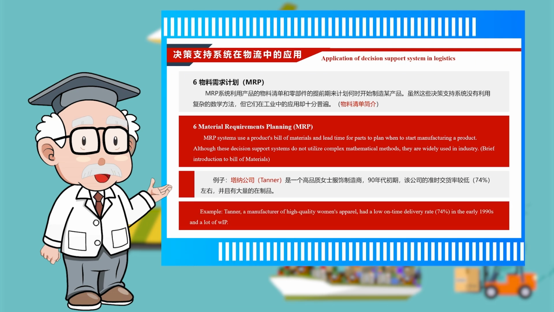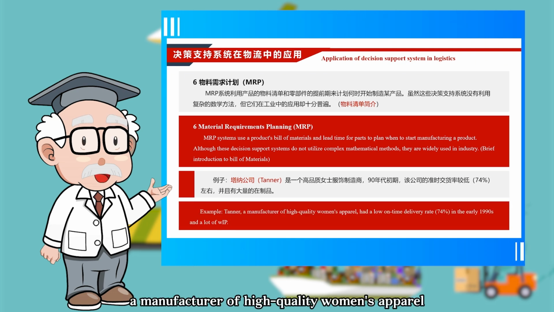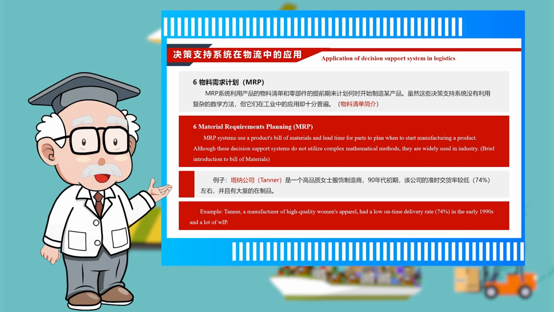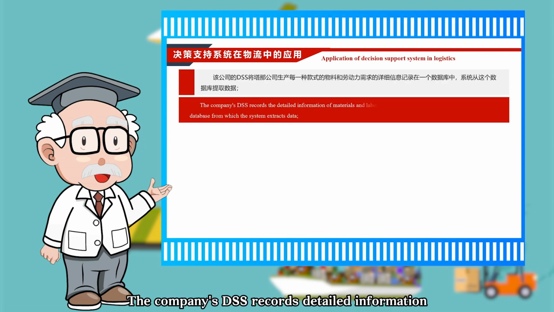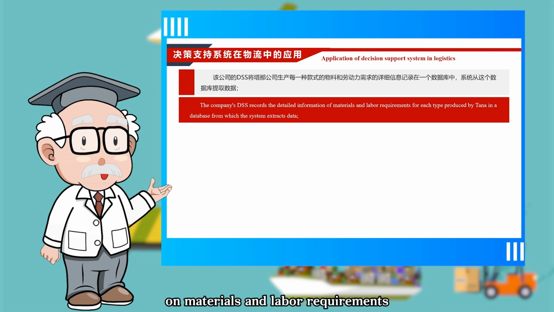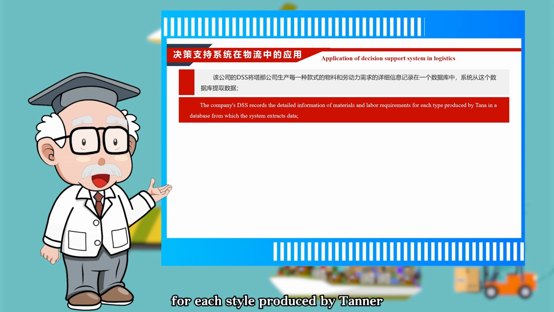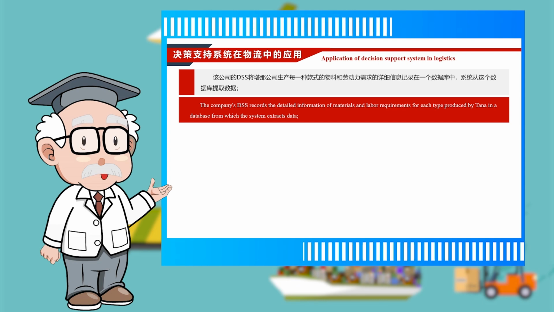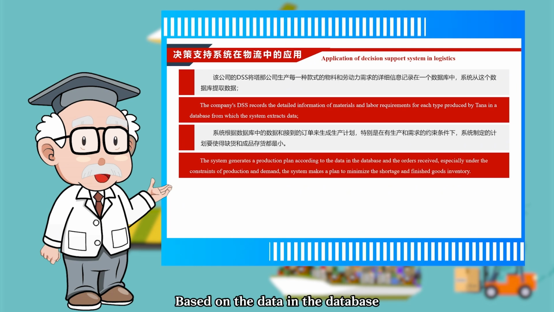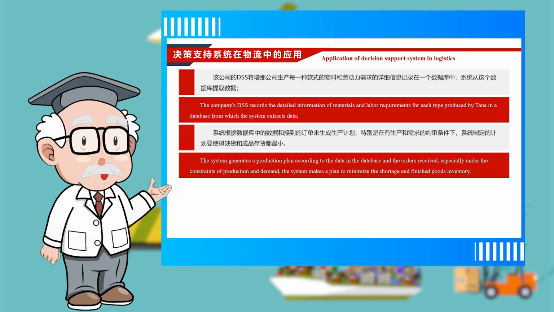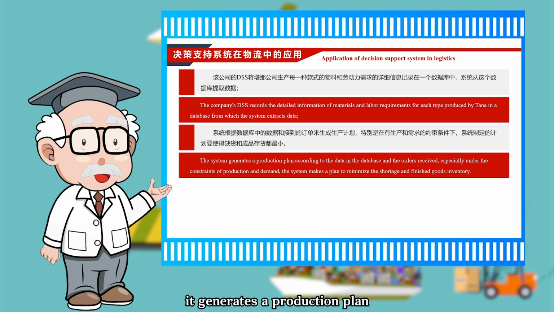Bill of materials. Example: Tanner Company, a manufacturer of high-quality women's apparel. In the early 1990s, the company's on-time delivery rate was low, around 74%, and there was a large amount of work in process. The company's DSS records detailed information on materials and labor requirements for each style produced by Tanner in a database. The system extracts data from this database, based on the orders received, and generates a production plan.